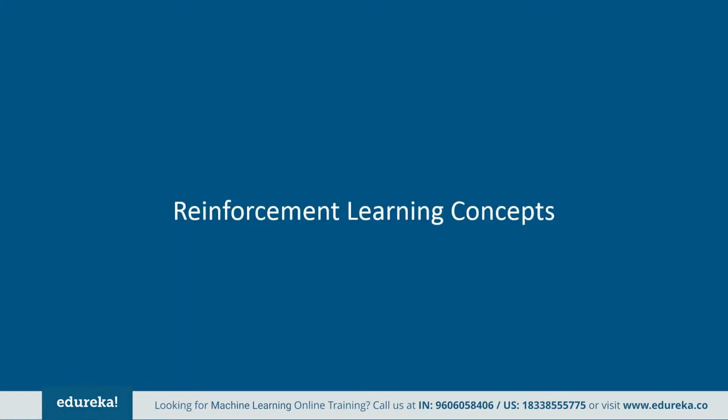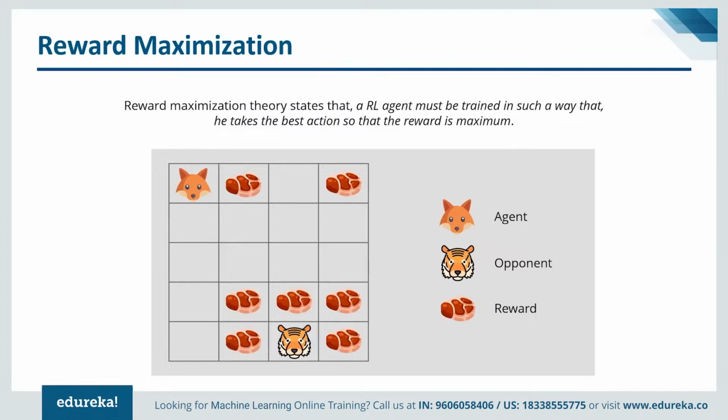Alright, now before we move any further, I'd like to discuss a few more concepts. Okay, so first we'll discuss reward maximization. If you haven't already realized it, the basic aim of the RL agent is to maximize the reward. Now, how does that happen? Let's try to understand this in depth. The agent must be trained in such a way that he takes the best action so that the reward is maximum, because the end goal of reinforcement learning is to maximize your reward based on a set of actions.